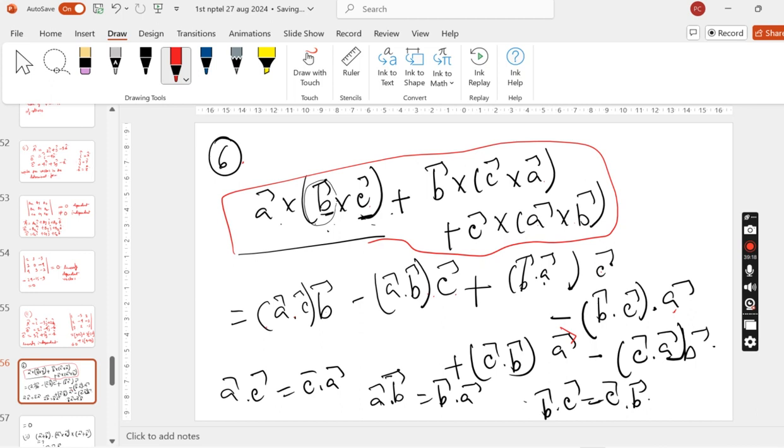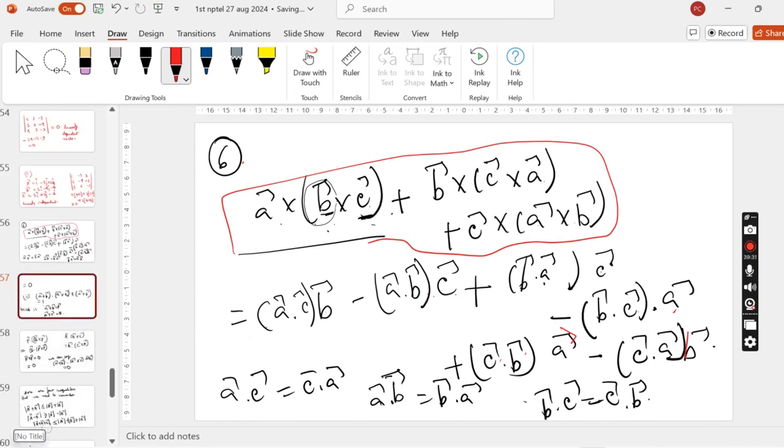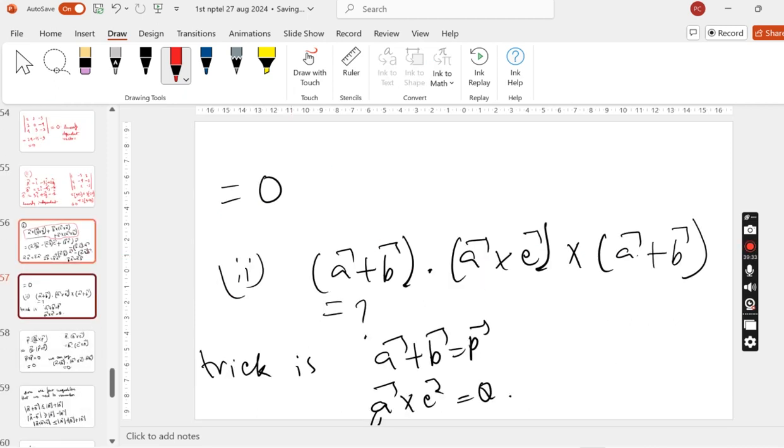So we know for scalar product A dot B is equal to B dot A. Similarly, B dot C is equal to C dot B, and A dot C is equal to C dot A. So the resultant would be 0 because they cancel out each other.